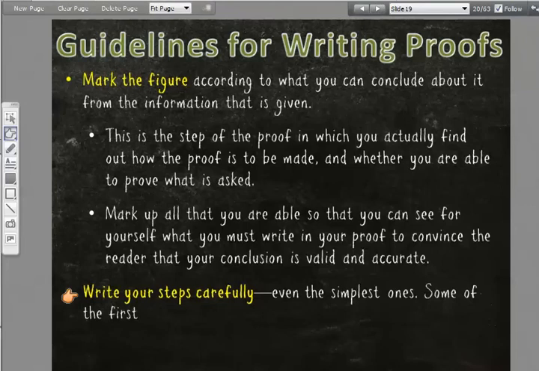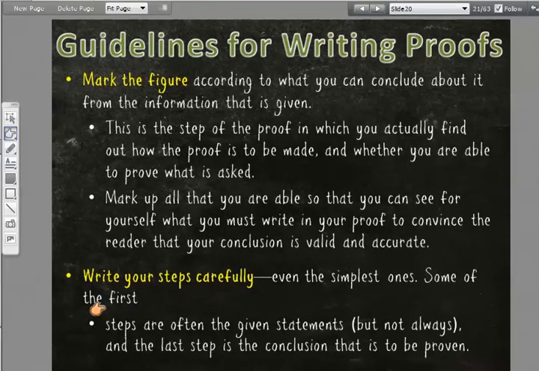Next step is to write your steps carefully, even the simplest ones. Some of the first steps are often the given statements, but not always. And the last step is the conclusion that is to be proven. It says not always on your given being the first statement, but it's pretty rare that it's not the first statement.